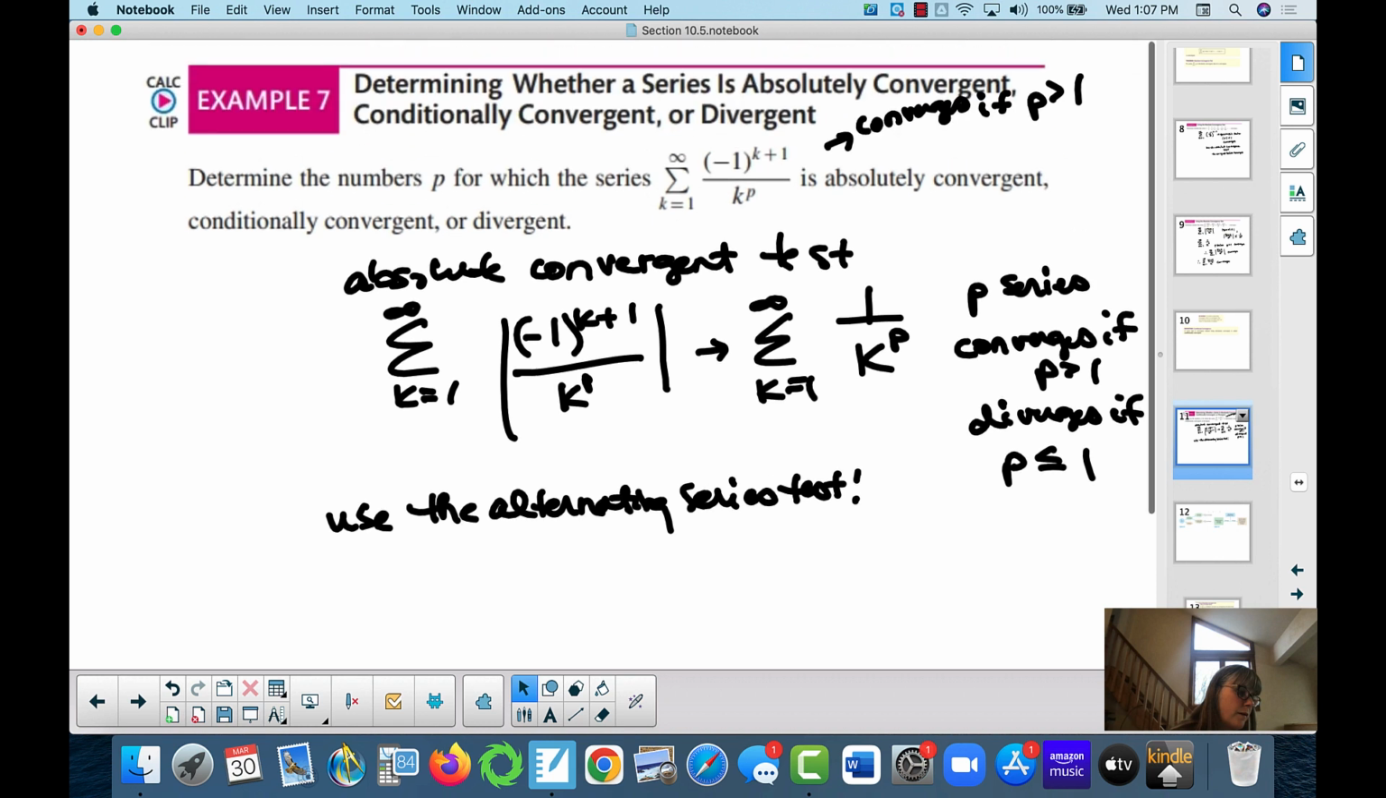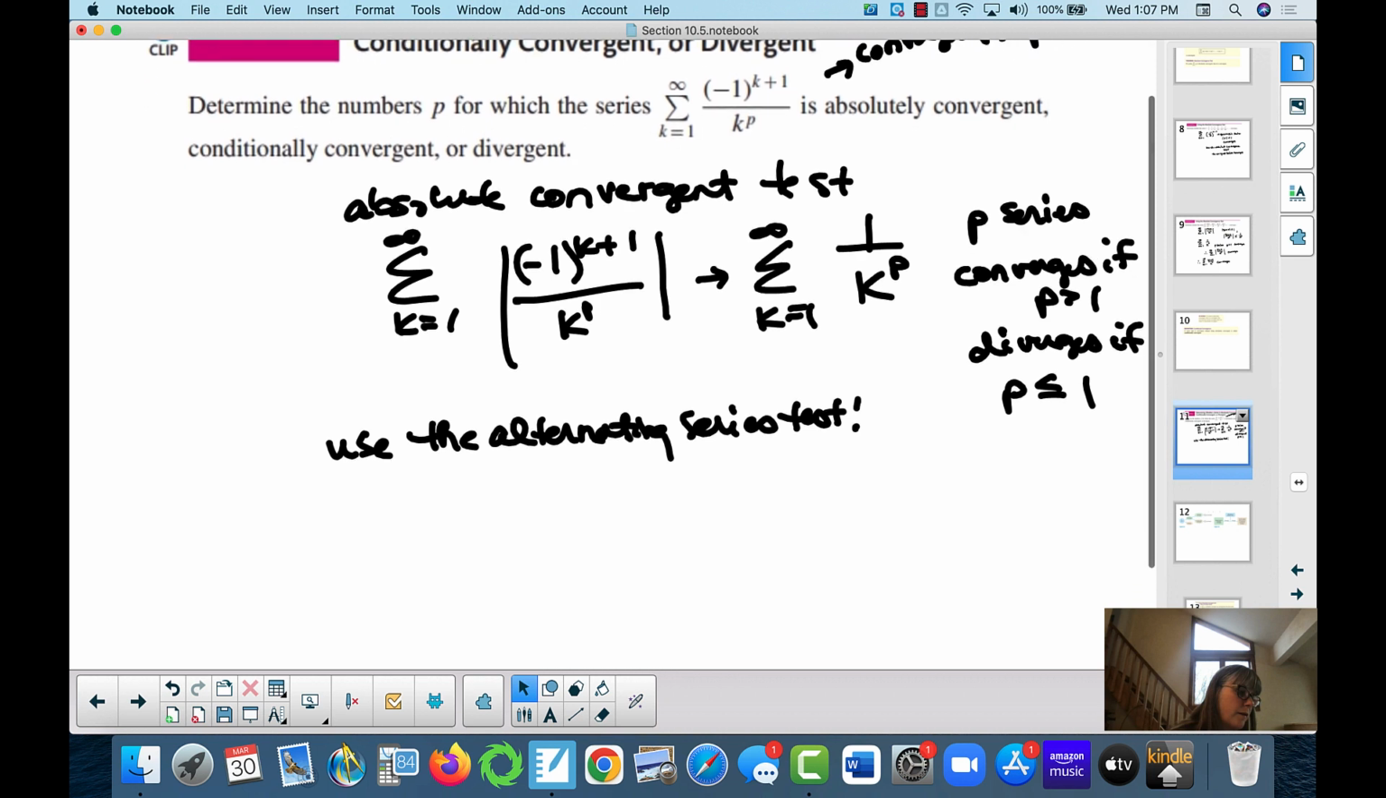Again, this is an alternating series because of this -1, which means that for each k, we're going to alternate between negatives and positives. So it's an alternating series test. What we want to do is look at the limit as n approaches infinity of a sub n.